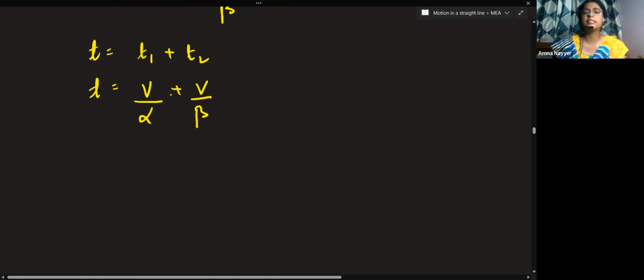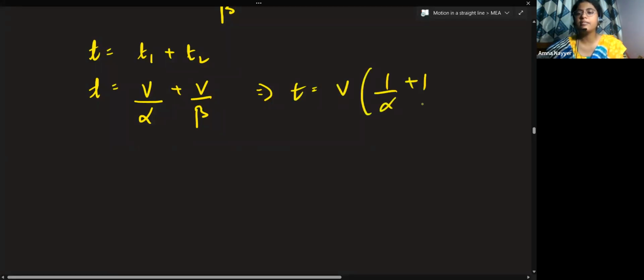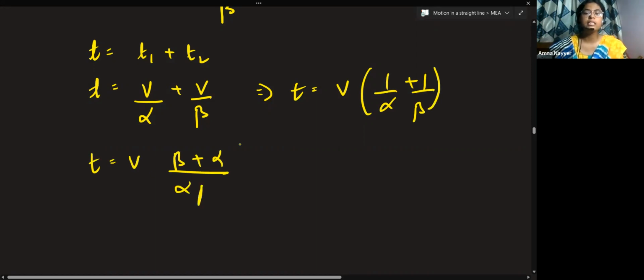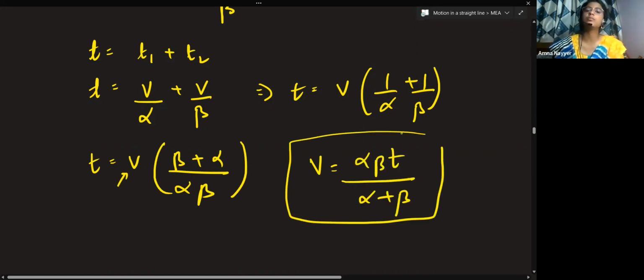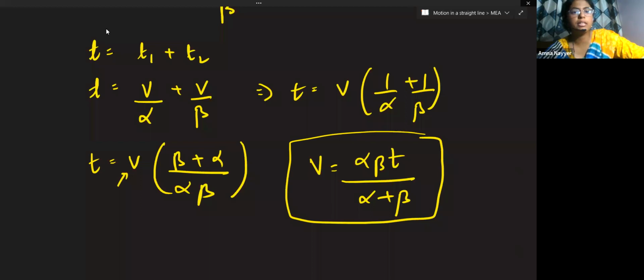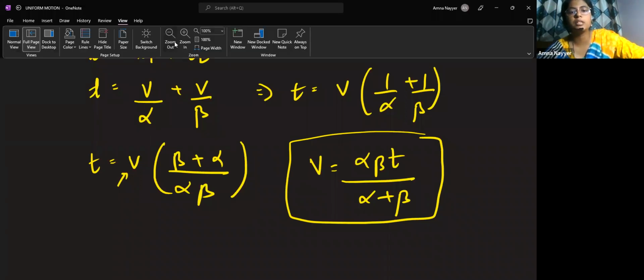Now let's take V as common. So T is equal to V times (1 by alpha plus 1 by beta). Taking the LCM, T is equal to V times (beta plus alpha) divided by alpha beta. Now, which was the variable that we were finding? As Maha answered, the maximum velocity, so that was this capital V. So V will be alpha beta T divided by alpha plus beta. In this way, variables also can come. So note down this question as well as the solution, then we'll do the topic motion under gravity.